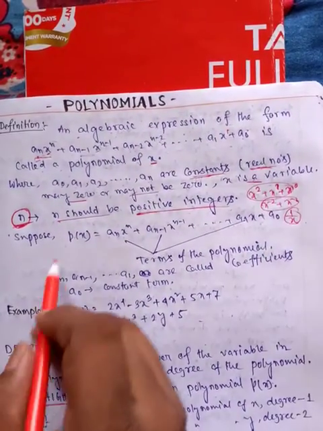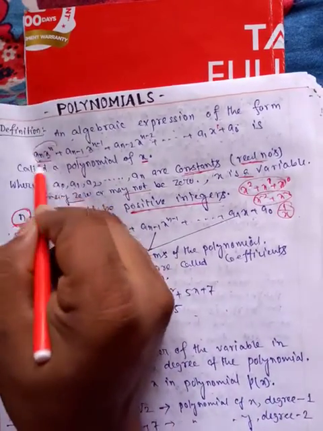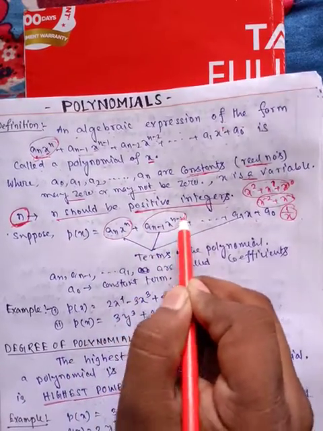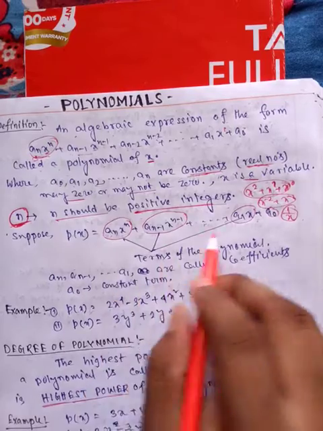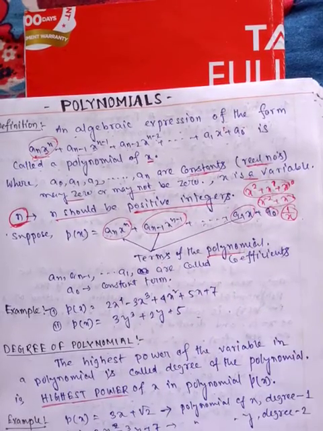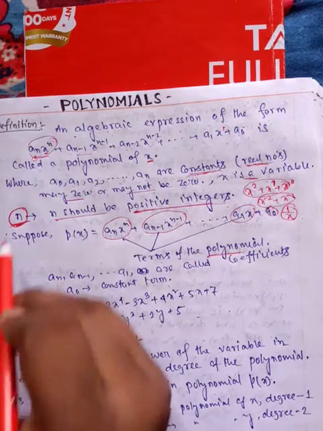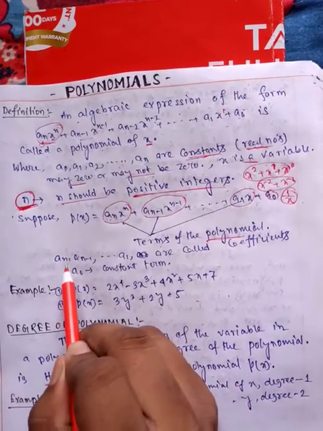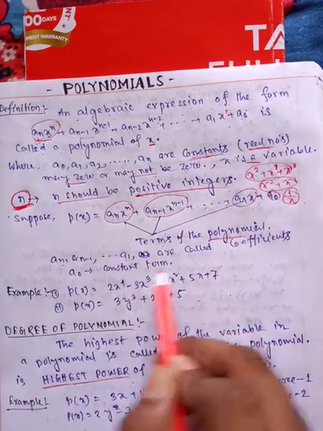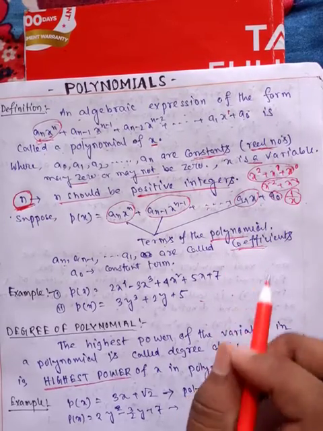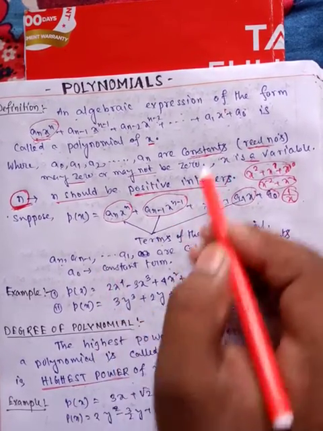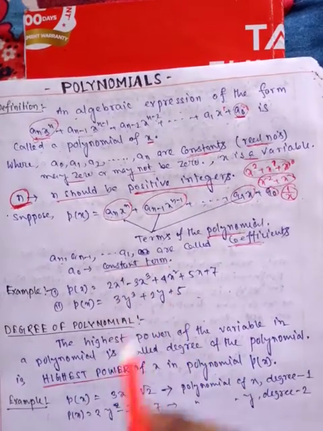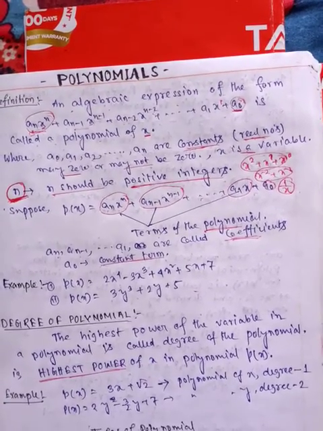Okay. Each term, each expression a_n x to the power n, a_(n-1) x to the power n minus 1, and a_1 x, a_0, all are said to be the terms of this polynomial. Mind it, n is always a positive integer. Okay. And also a_n, a_(n-1), a_1, these are called coefficients of the terms, and in the last, that is a_0, where x is absent, this term is called the constant term. Where x is absent is called the constant term.